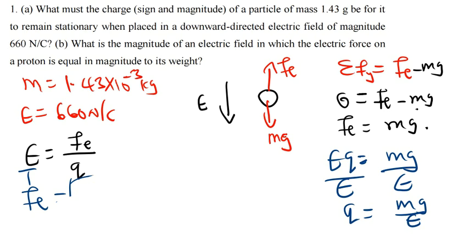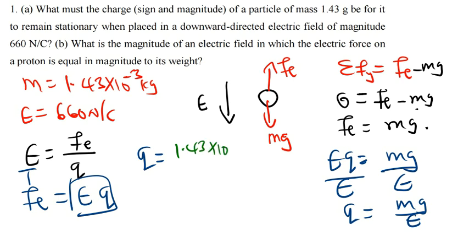Okay, let's go ahead and now plug in the values. So the charge will be equal to the mass, which is 1.43 times 10 to the power negative 3, times 9.8, that is g. Then now the electric field is 660. So Q will be equal to 1.43 times 10 to the power negative 3 times 9.8 divided by 660. So the electric charge which I'm getting, I have to put it in scientific notation.